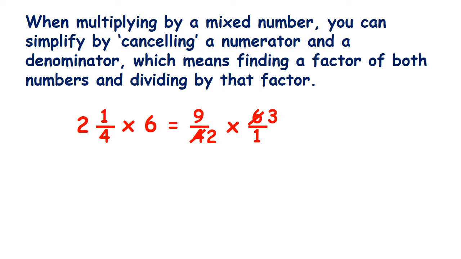Now you can multiply. 9 times 3 is 27. 2 times 1 is 2. The answer is 27 over 2. Change it to a mixed number. 27 divided by 2 is 13, and half is left.